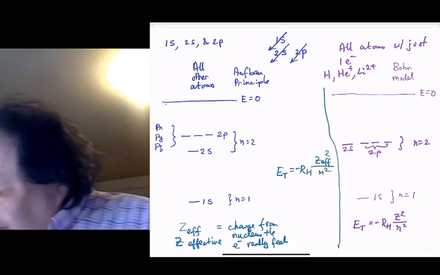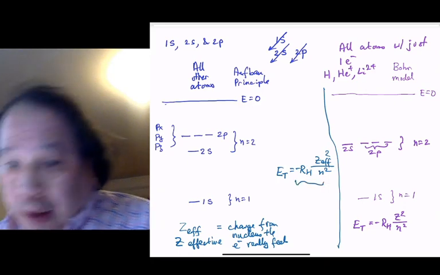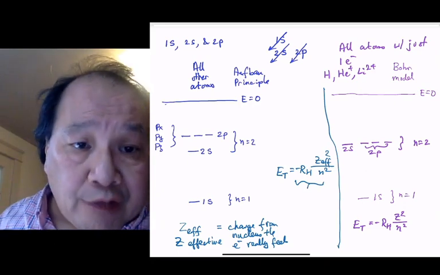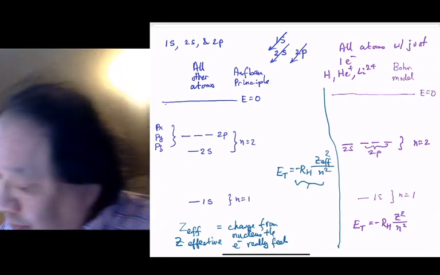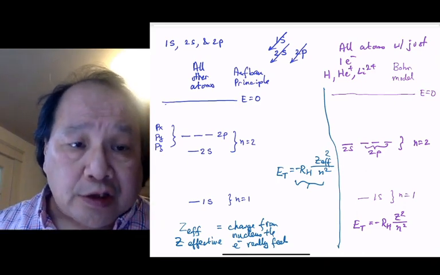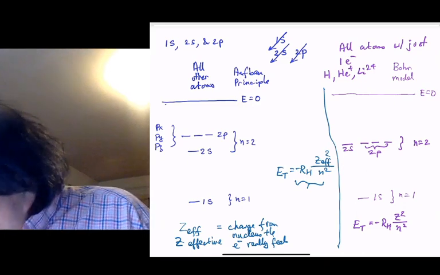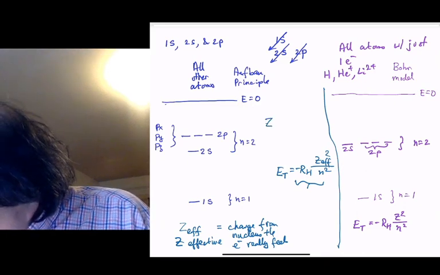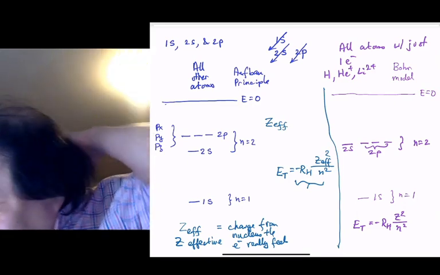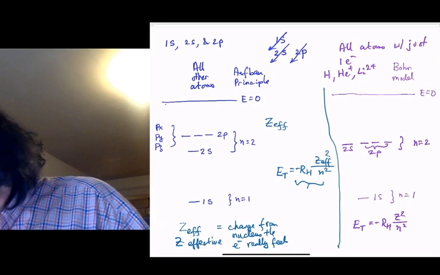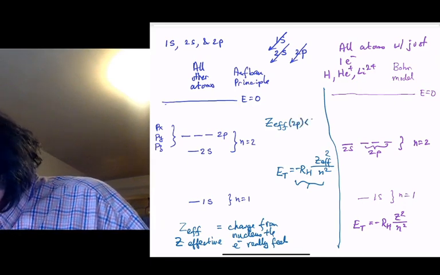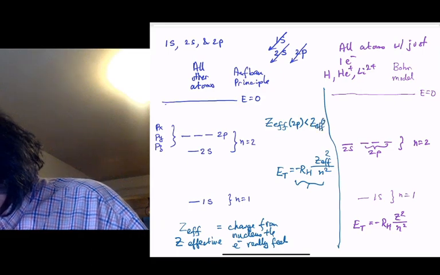So in the case of 2s and 2p, put in chat, do they have the same n value? Yes. So if 2s and 2p have different energies, it's that their Z effective is different. Which Z effective is the smaller number? Put in chat. Remember, E equals 0 on top. Z effective for 2p is less than Z effective for 2s.